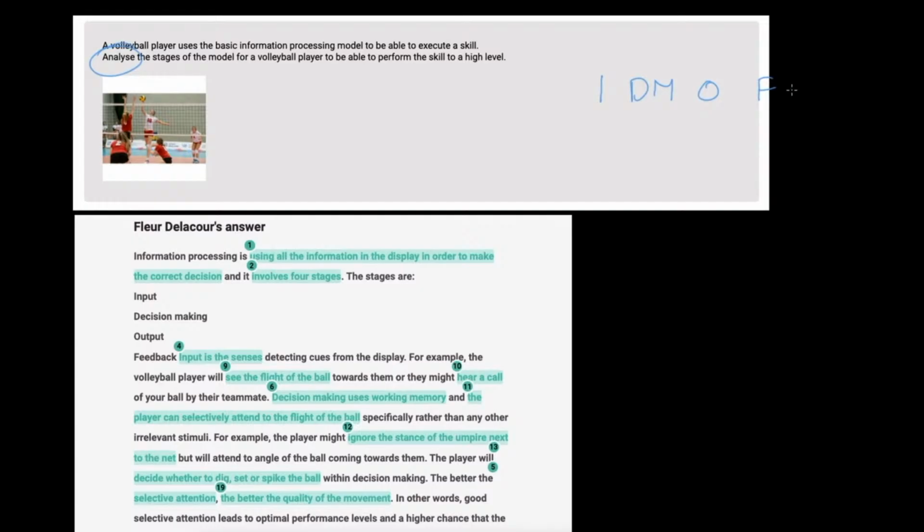IDMOF, never thought about that before. IDMOF, I'm going to go for that. I'm going to claim that as mine. A bit of IDMOF in your life.